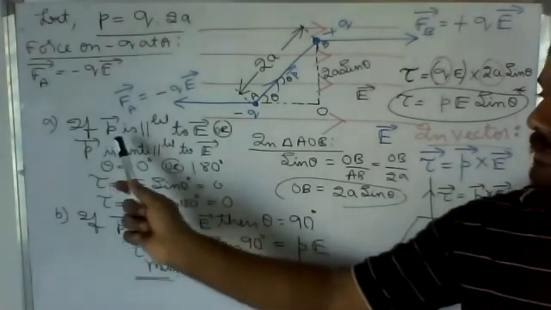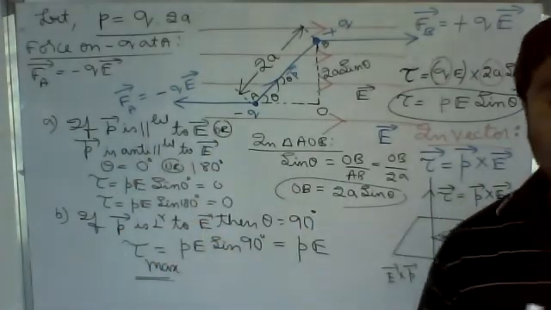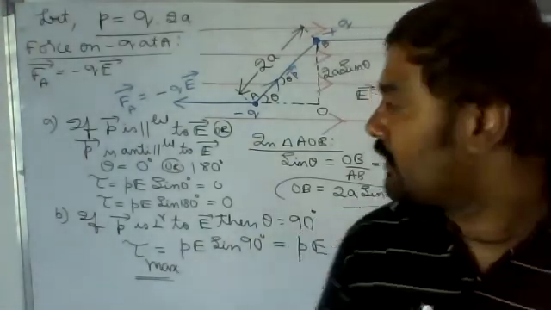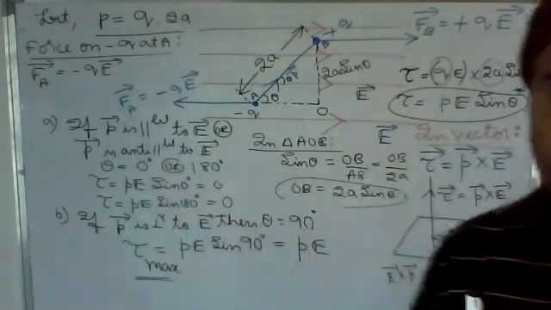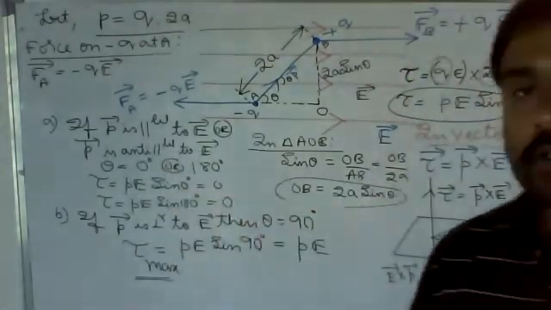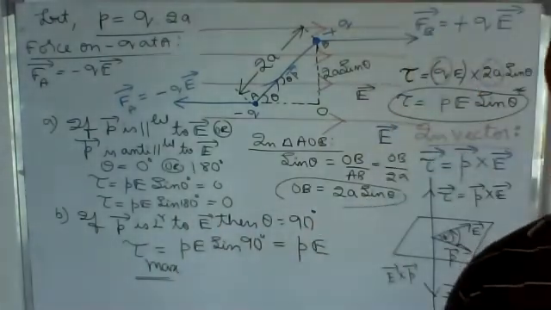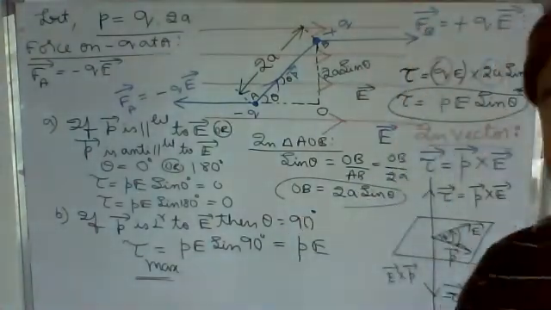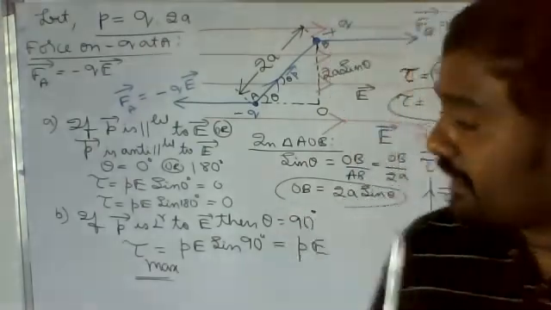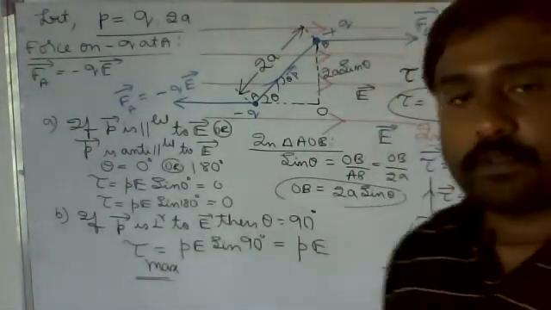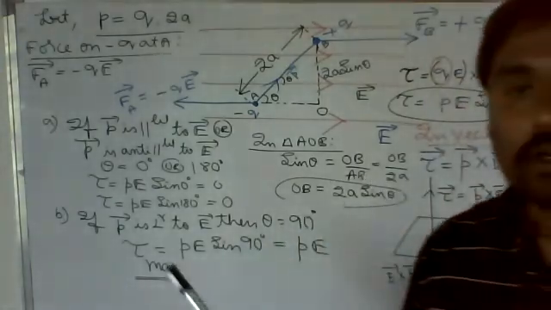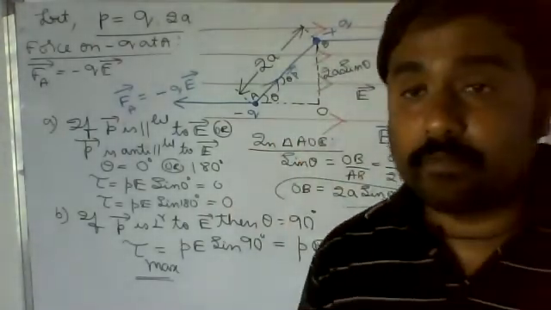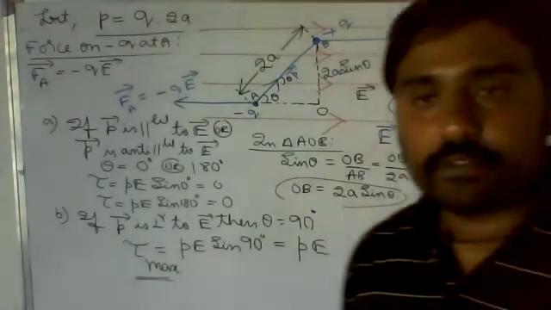So if P vector is parallel to E vector, what is the torque acting on the electric dipole? That is 0, minimum. If P vector is anti-parallel to E vector, what is the value of theta? 180 degrees. Then what is the torque? In that case also 0. The torque is maximum when P vector is perpendicular to E vector, theta is equal to 90 degrees, and tau is equal to P into E.